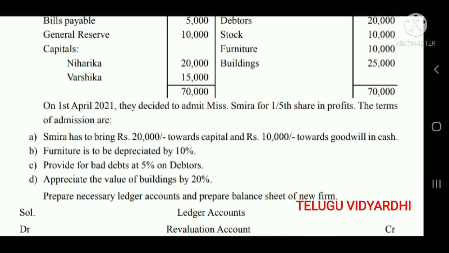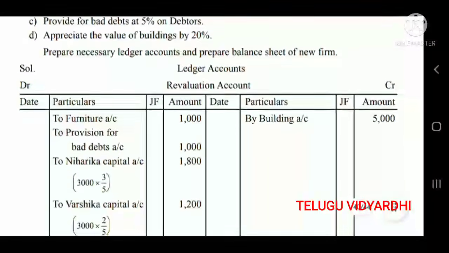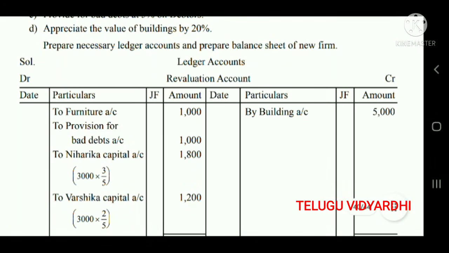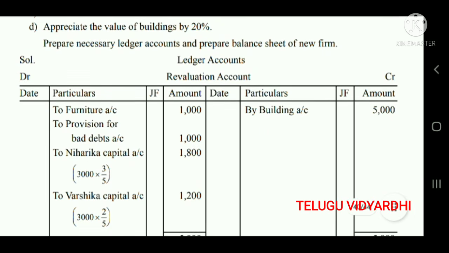The revaluation account formula: on the debit side, assets decreased, liability increased, and bad debts. On the credit side, assets increased, liability decreased. So, this is the formula of the revaluation account. Prepare necessary ledger accounts and prepare balance sheet of the new firm. So, this is the first problem in admission of partner. Then come to the revaluation account.